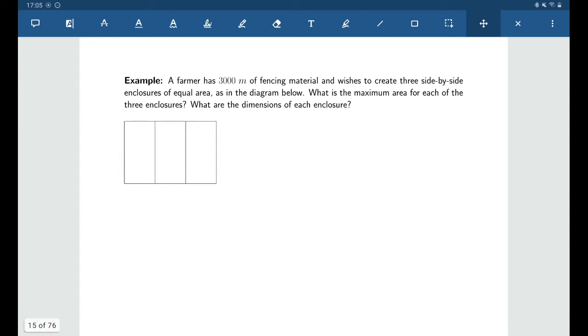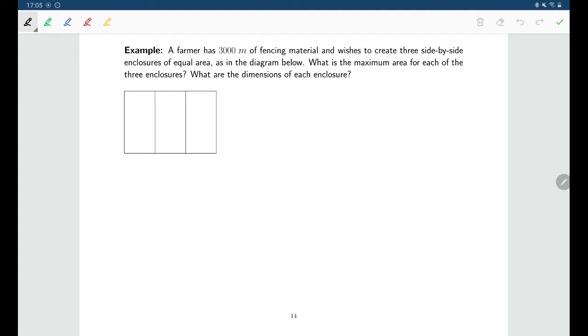Another example here, we've got a farmer who's got 3,000 meters of fencing material. So that means that all of these sides around the outside, plus the little fencing that's in between, all of that together would have to add up to 3,000 meters. And we're trying to make three little side-by-side areas that are all equal in size. So I'm just going to start by labeling some things with variables, and then I'm going to define them in words afterwards, just so that I'm pretty clear as to what I mean.